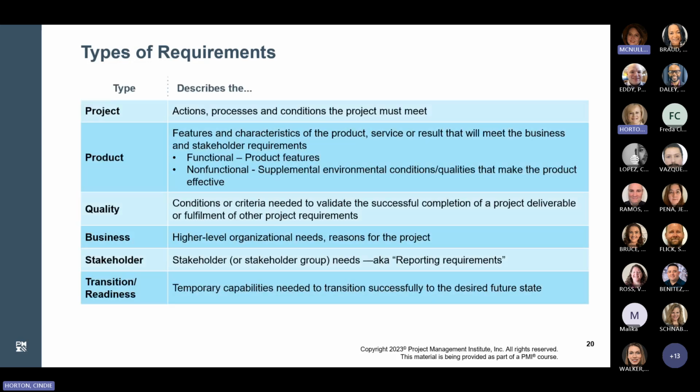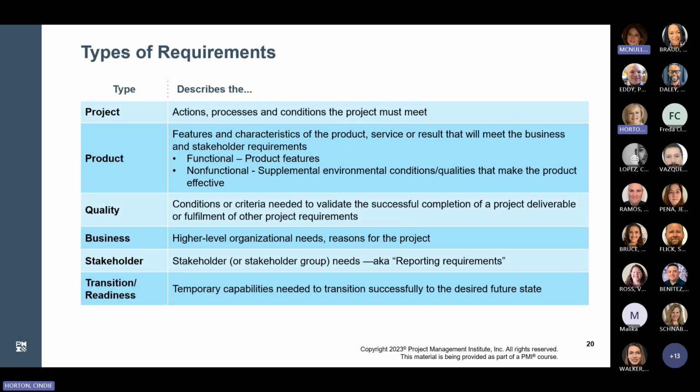Okay. Before we move on, let's look a little closer at the different types of requirements. Project requirements are those that the project manager or team have identified from either the business case, contract, the statement of work, or organizational process assets. For example, milestone dates, contractual obligations, and constraints. So these are places where we're going to find our requirements, right?